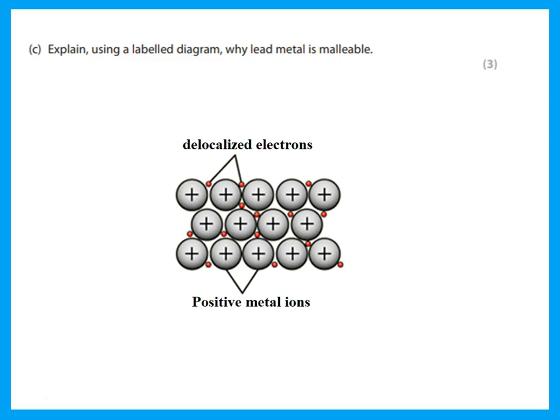So we call them delocalized electrons. So the delocalized electrons are the electrons in the outer shell of each of these atoms. And that means that these are no longer just atoms, they are actually positive ions. So metals are made up of layers of positive ions surrounded by delocalized electrons. Why are they malleable? Because the layers of positive ions can slide over each other.